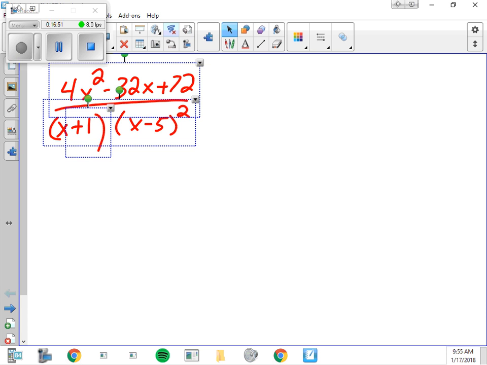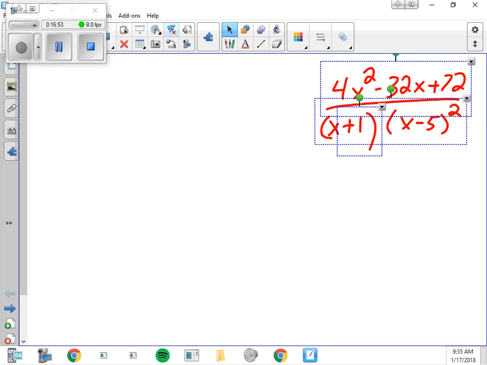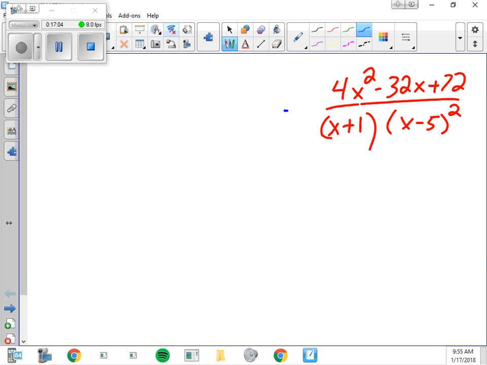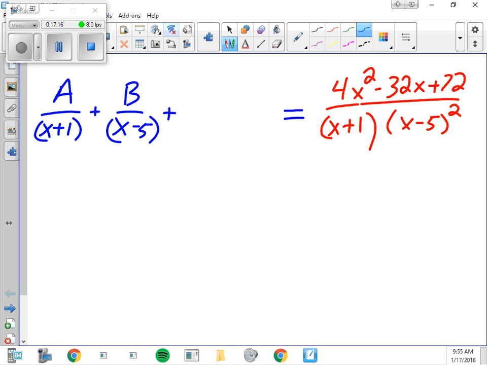Now, I am going to put this on this side because eventually that will be the right side of the equation. Okay, so I don't have to move it over halfway. I'll put the original there. What are my partial fractions? A over x plus 1 plus b over x minus 5 plus c over x minus 5 squared.